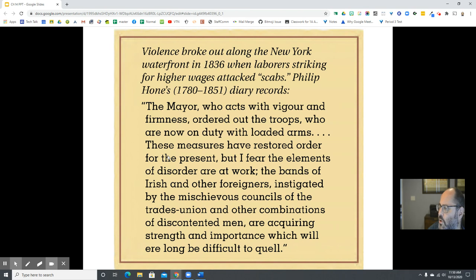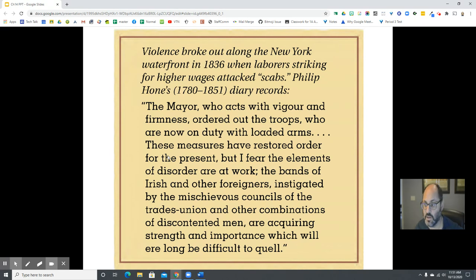So violence broke out along the New York waterfront in 1836 when laborers striking for higher wages attacked scabs. A scab is a person who crosses the picket line and goes into work, even though people are striking at that moment. Here's what Philip Hone says in his diary. So that's private. So we'll talk a lot about the way in which you can take a look at documents. But this is something that he's saying to himself in his diary with an audience of almost no one. So you speak very differently than you would if you were writing a letter to your wife, or if you were writing a letter to the editor, or if you were the president of the United States issuing a proclamation that everyone would read. This was something that he wrote in his private diary.